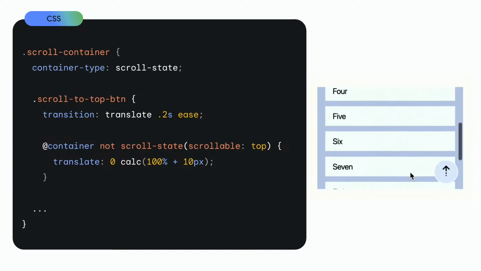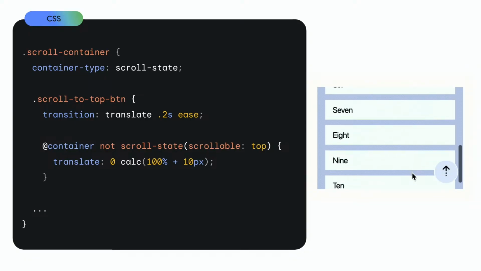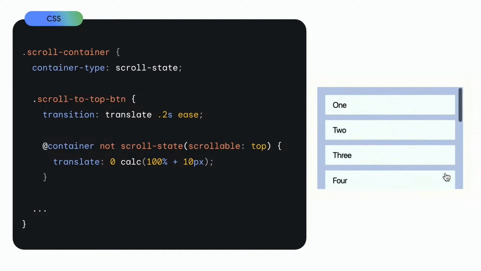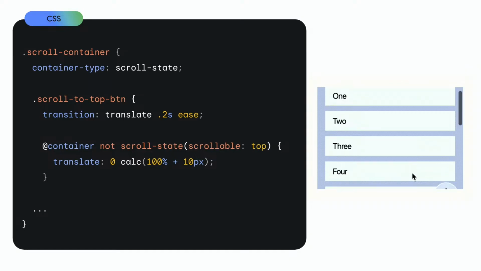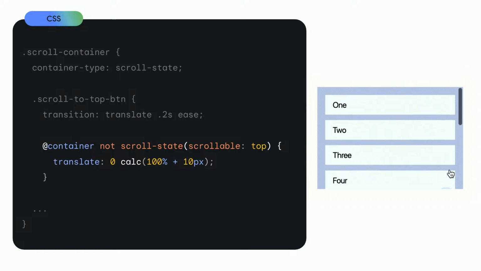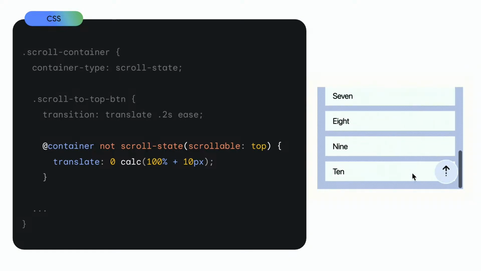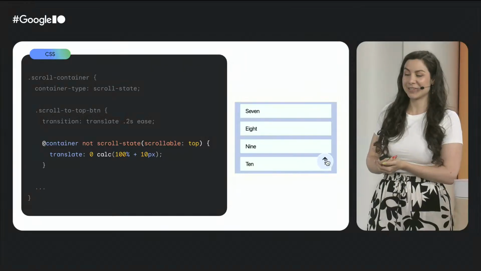Another scroll affordance is the scroll to top button, which is cleverly built here, mixing not with this state query. So it's saying @container not scroll state scrollable. If it's no longer scrollable, then animate this in, have it appear. And then we're translating it here from the bottom up. This would be an anchor link too. When you click it, it goes to the top. So I like this. I think this is a neat feature.